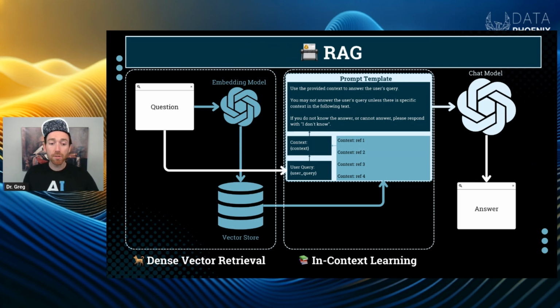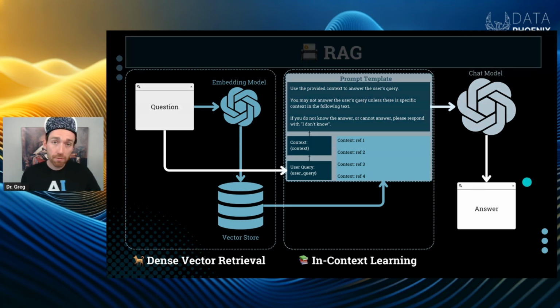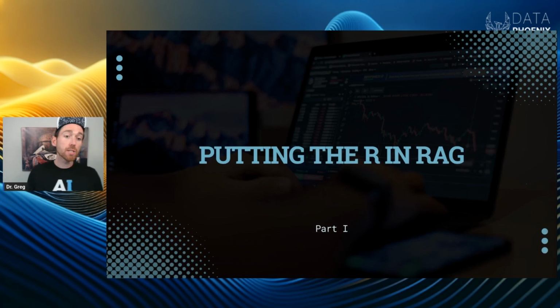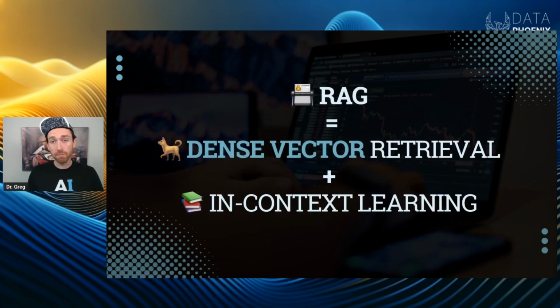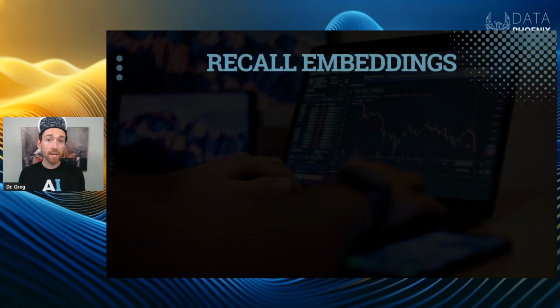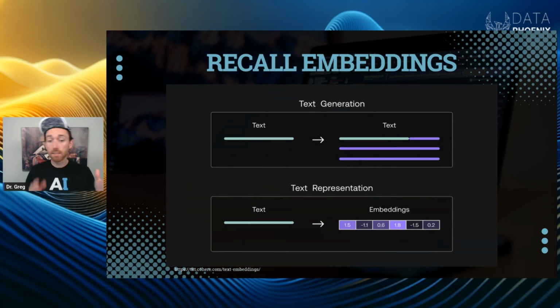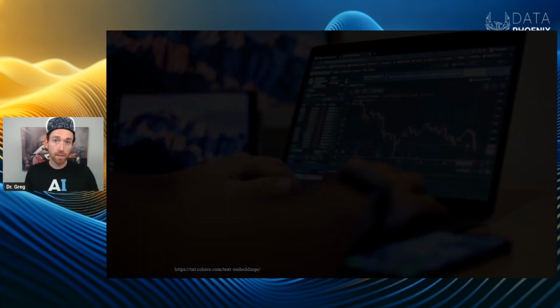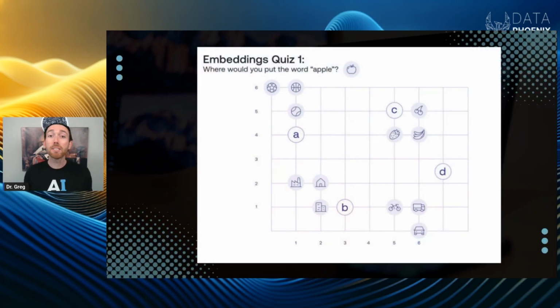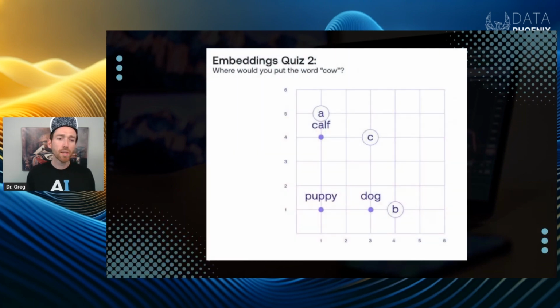When we talk about the retrieval aspect of RAG, and we talk about dense vector retrieval, I want you to think about embeddings in general, text into numbers. You can look at an embedding space like this. Where do you put the fruit? Well, you put it with the other fruits, right? Or you can look at an embedding space like this.